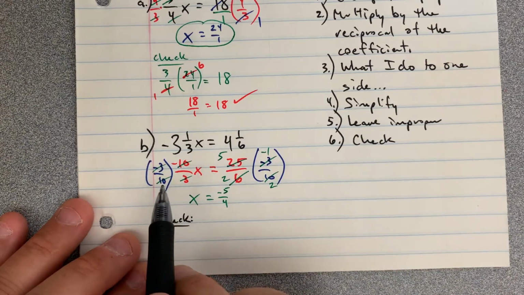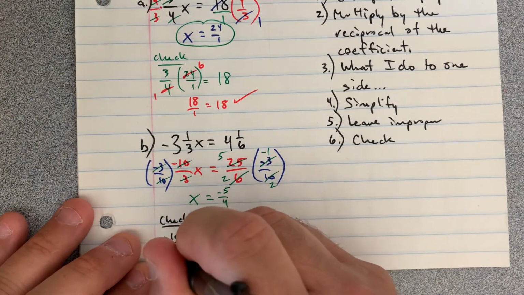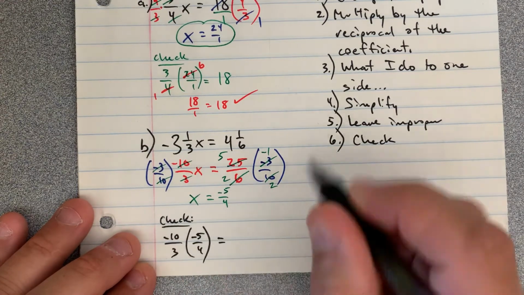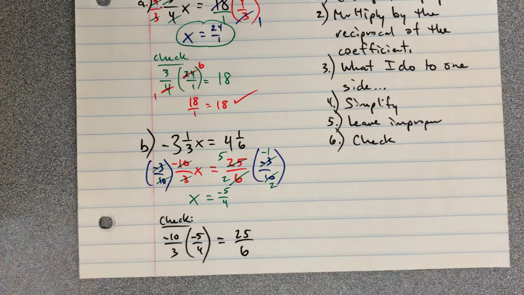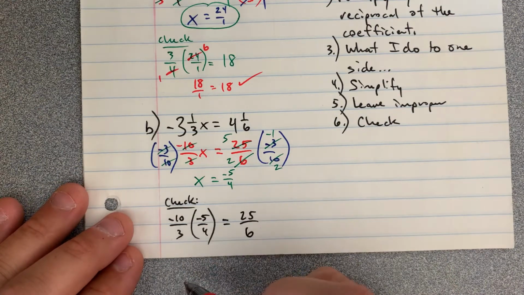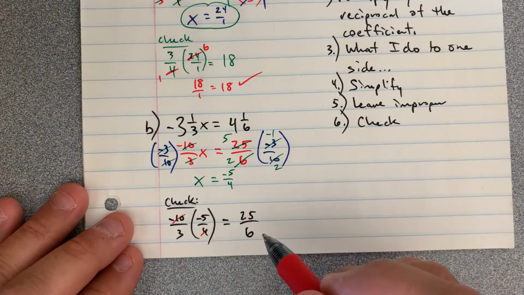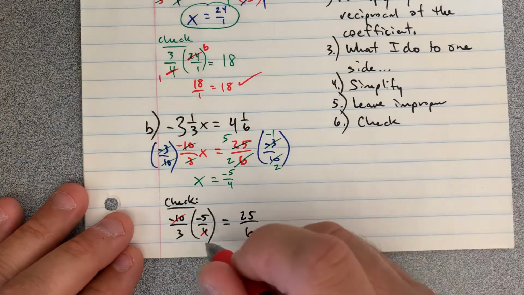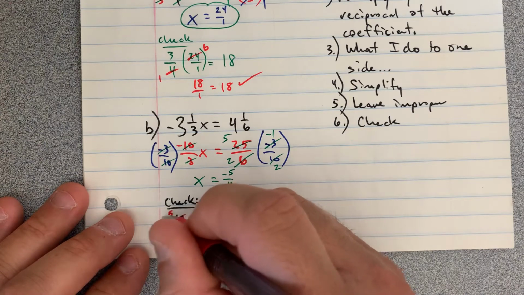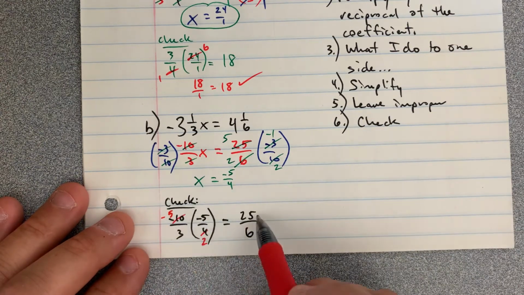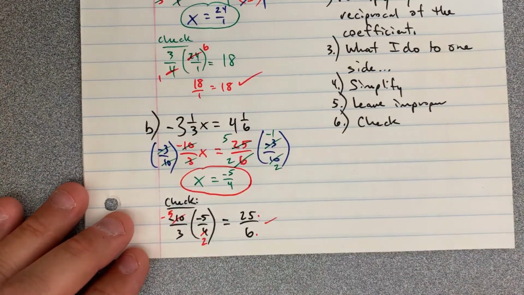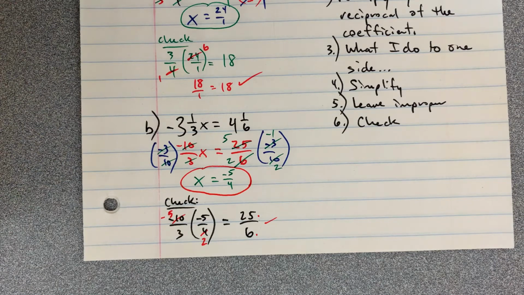But let's check to make sure we didn't make a mistake. I'm going to start with my improper fraction, -10 over 3. I want to multiply it by -5 over 4 because I want that to all equal 25 over 6. 3 and the 5 can't cancel, but the -10 and the 4 can simplify. They have a common factor of 2, so 4 divided by 2 is 2, and then -10 divided by 2 is -5. So -5 times -5 is 25. 3 times 2 is 6. That works. That is my solution. Hopefully you can follow these steps.